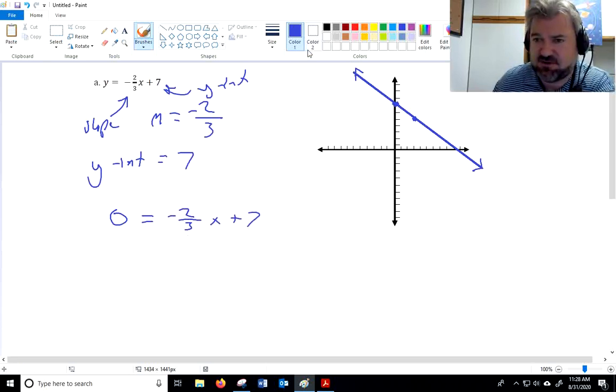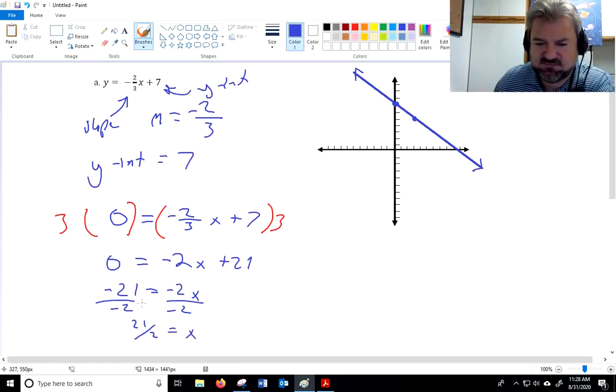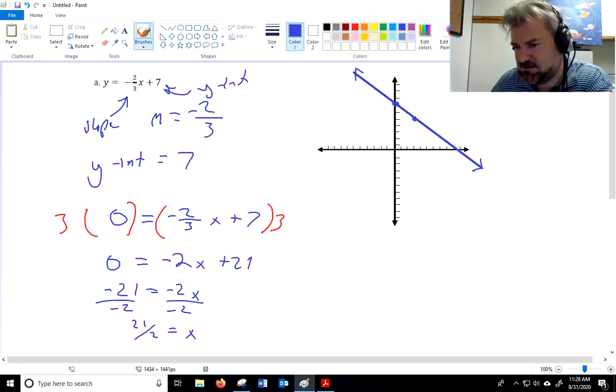I could get rid of the fraction right now, though, so I'm going to do that. I'm going to multiply both sides by 3. I could also subtract the 7 first, if you'd prefer. That would work as well. 3 times 0 is 0, and I get negative 2x plus 21. And now I'll subtract 21 from each side and divide by a negative 2, and I get positive 21 over 2, which is about 10.5. And it looks like my graph's a little off there, but that's okay.